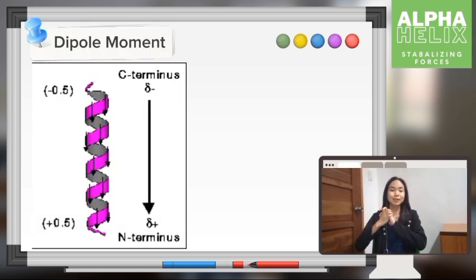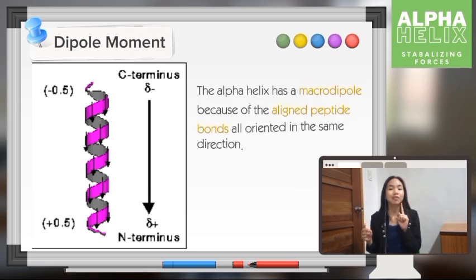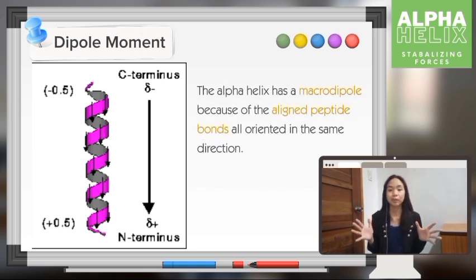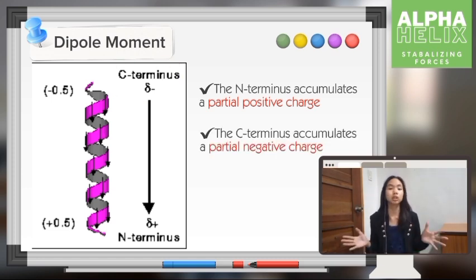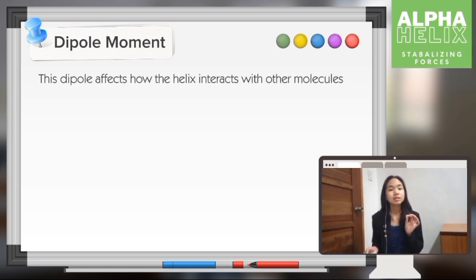So the next stabilizing force is the dipole moment. The alpha helix has a macrodipole because of the aligned peptide bonds all oriented in the same direction. The N-terminus accumulates a partial positive charge, while the C-terminus accumulates a partial negative charge. So this dipole affects how the helix interacts with other molecules.